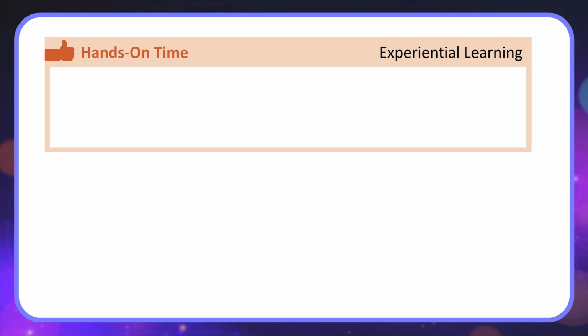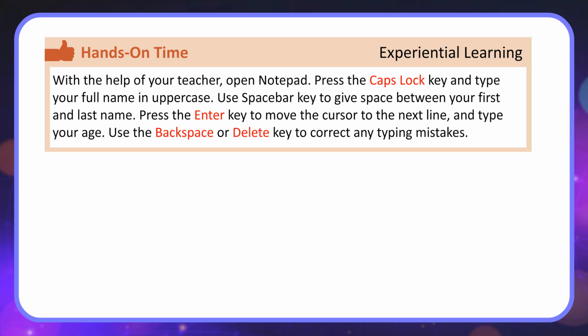Hands-on time. Experiential learning. With the help of your teacher, open Notepad. Press the caps lock key and type your full name in uppercase. Use space bar key to give space between your first and last name. Press the enter key to move the cursor to the next line and type your age. Use the backspace or delete key to correct any typing mistakes.